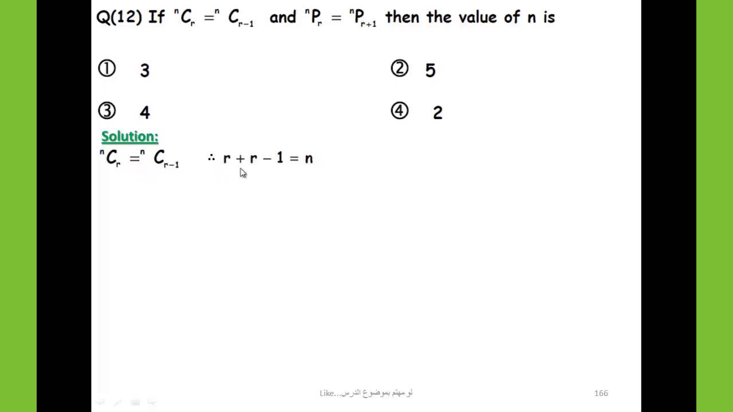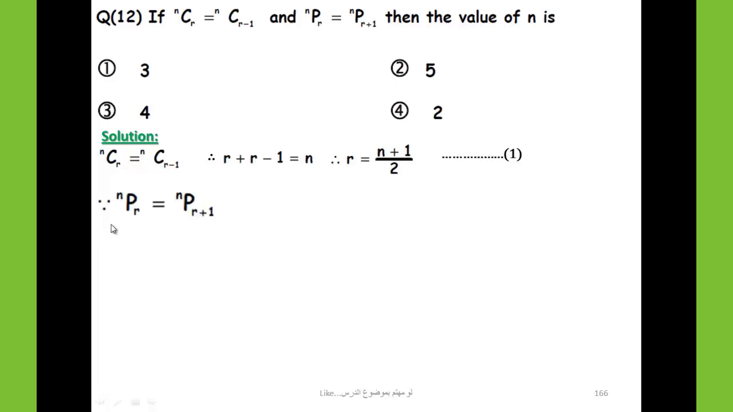So we use the second relation. r plus r minus 1 equals n, and r equals (n plus 1) over 2, because r plus r is 2r. 2r minus 1 equals n. So r equals (n plus 1) over 2. This is equation 1.